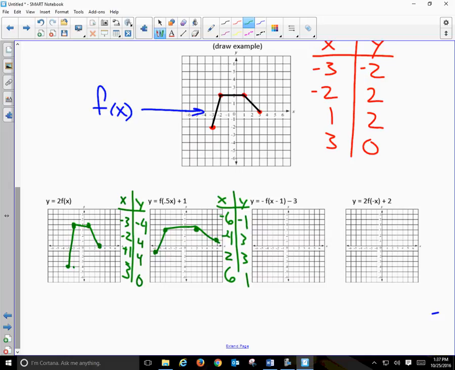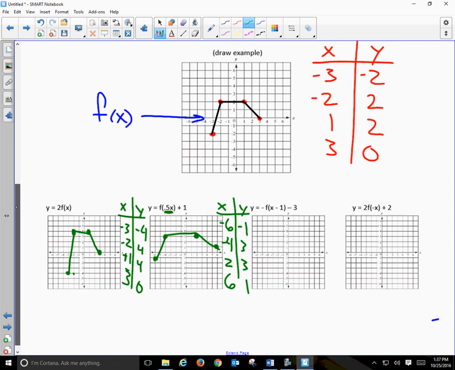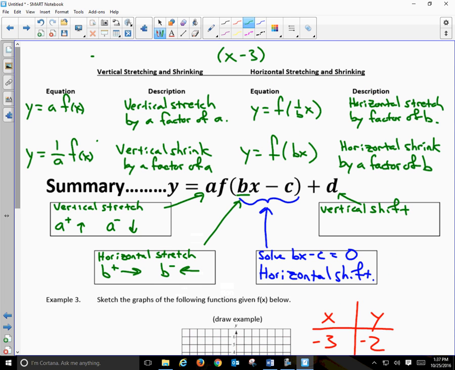Yes. I multiply it by 2 because this value right here, the 0.5 on the inside, is going to affect it horizontally. And it's always going to do it by the reciprocal value. So if it's less than 1, it will create a stretch. So I multiply it by the reciprocal. So if you see 1/3, then you multiply it by 3. If you saw a 4 in front, what would you do? You take 1/4 of all the values.